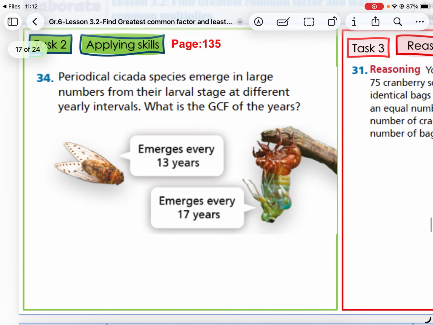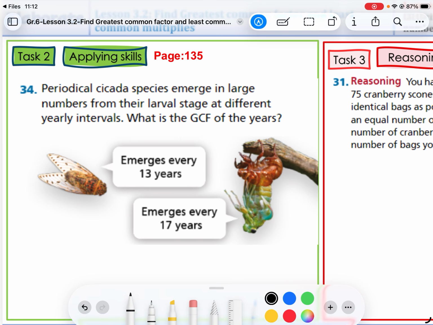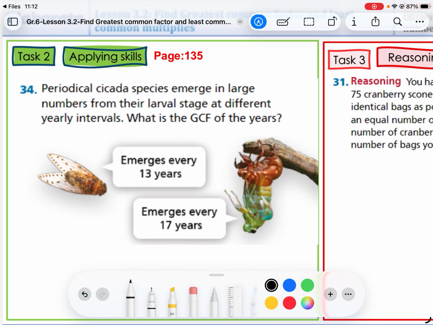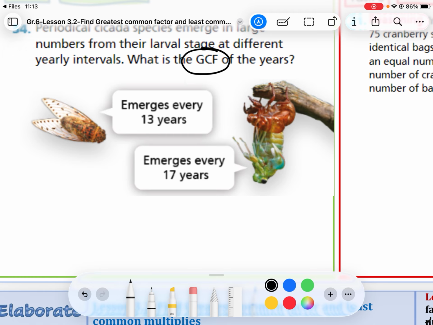Okay. Now let's move on to 34. 34, again, it's a real life application. It's a really important question. They're asking you clearly here, what is the GCF. So please, guys, when they tell you the GCF, you should do the prime factorization, circle the common, multiply them. So let's factor 13.